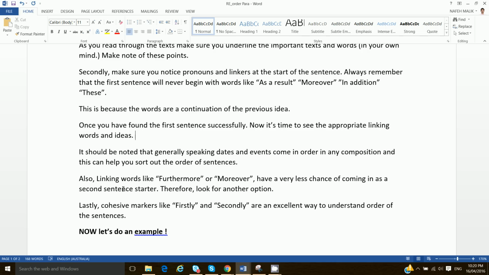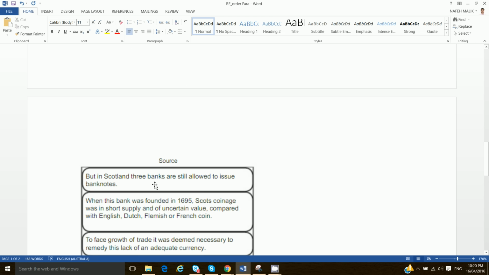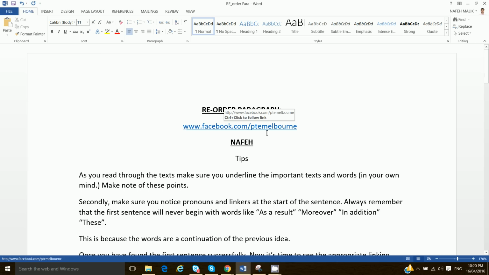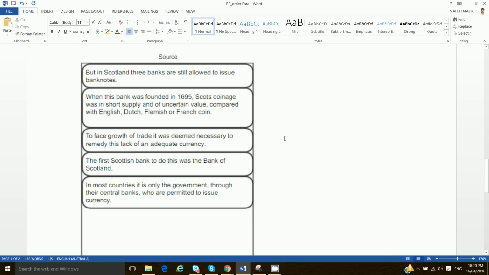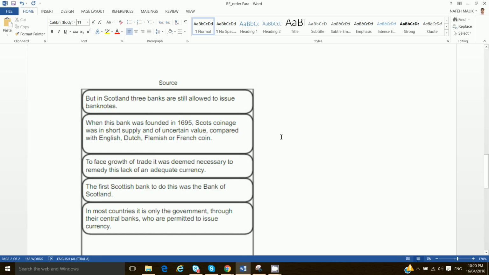So this is how we do it. Now let's do an example. You can see the solution for the example on my Facebook page, facebook.com/pt Melbourne. If you can post your answers on it, I'll get back to the ones that are correct and say that okay, this one was correct.